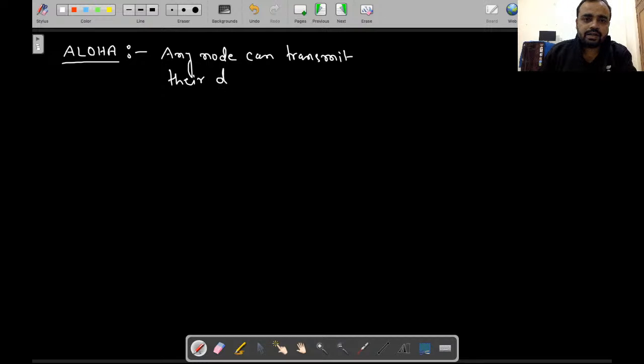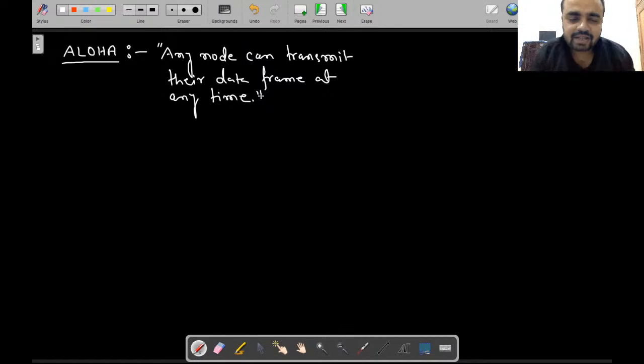Now let's see. The first protocol inside the contention-based protocols is Aloha. In Aloha, any node can transmit its data frame at any time.